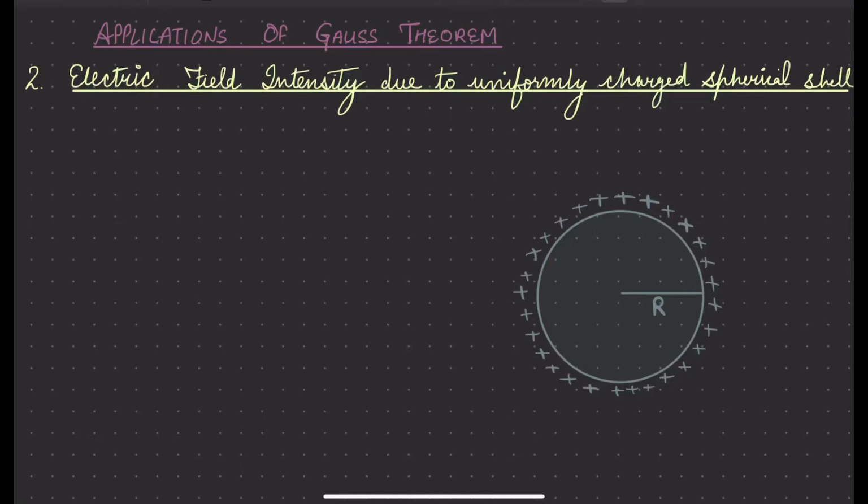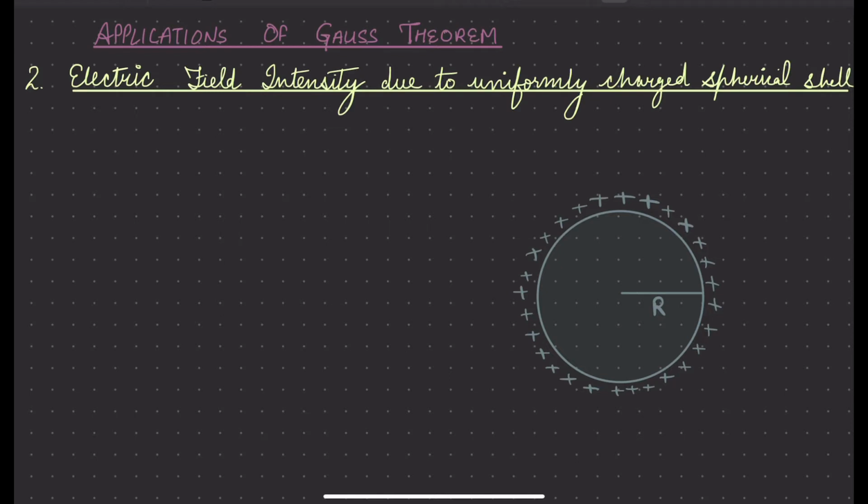This is Unit 1 Electrostatics and we are discussing applications of Gauss theorem. Today we will discuss the second application of Gauss theorem, that is to find the value of electric field intensity due to a uniformly charged spherical shell. As you can see on the screen, I have already made a spherical shell of radius R and the positive charge is distributed uniformly all around the shell.